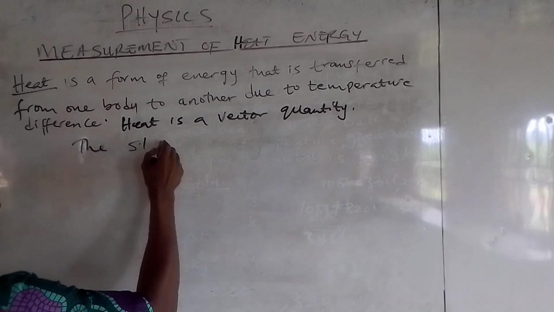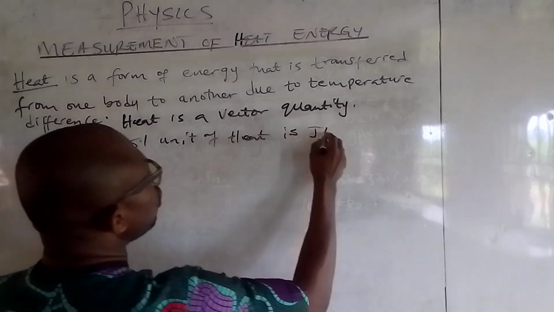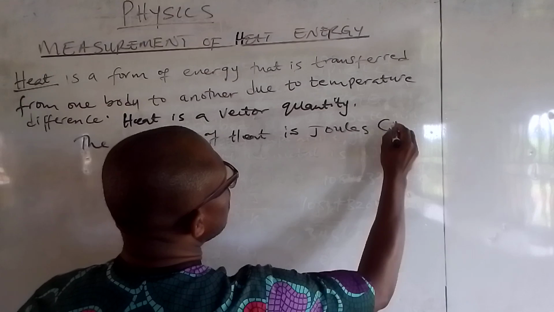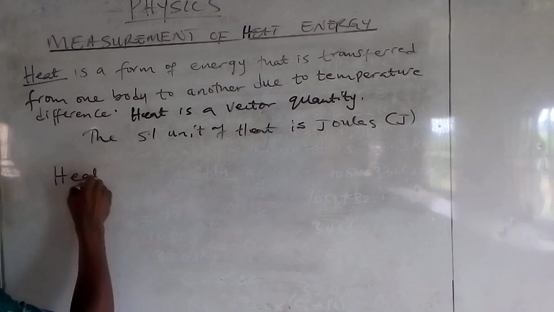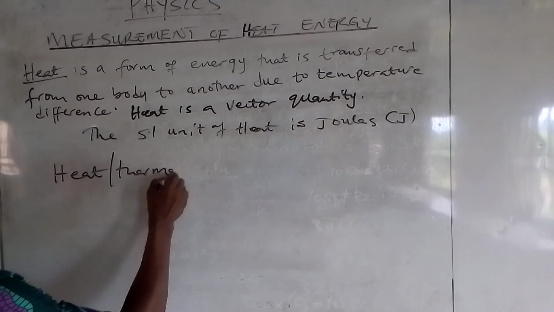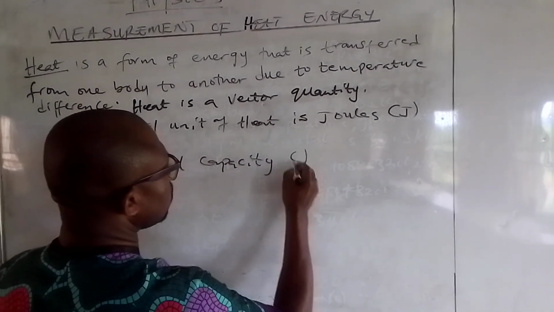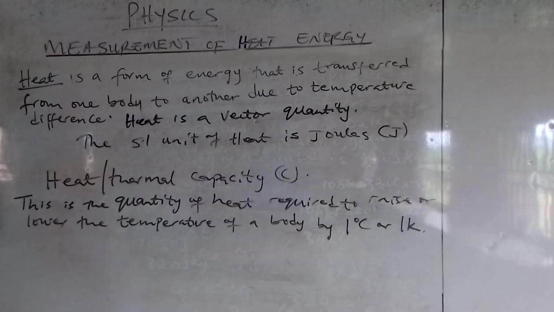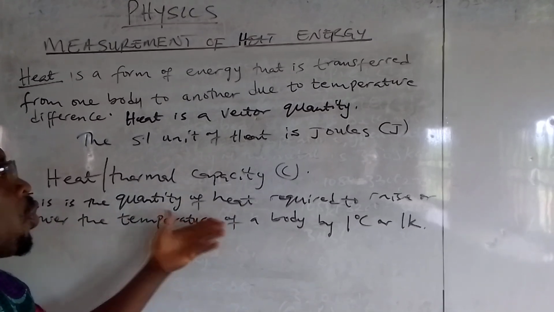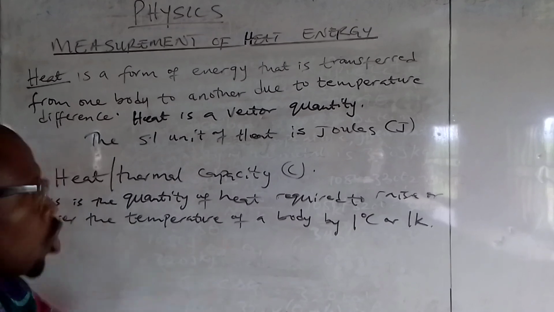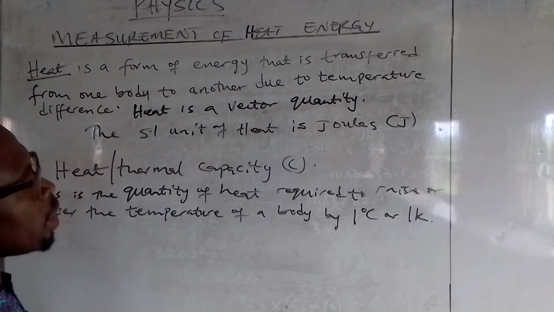The SI unit of heat is joules, written as J. Now the next thing we'll look at is heat or thermal capacity, C. Okay, heat capacity. We say that heat capacity is the quantity of heat required to raise or lower the temperature of a body by 1 degree Celsius or 1 Kelvin.